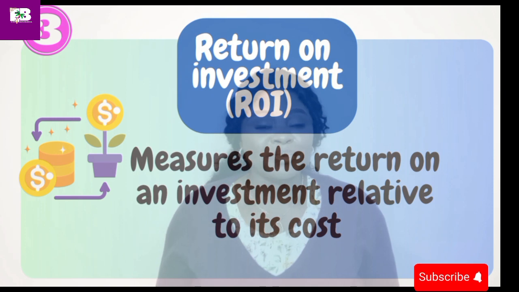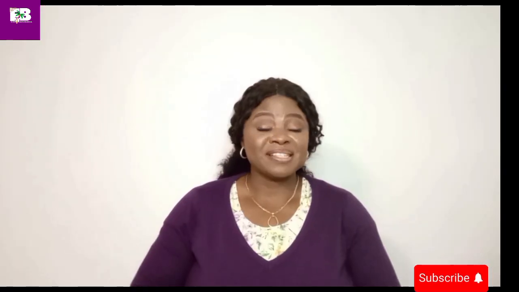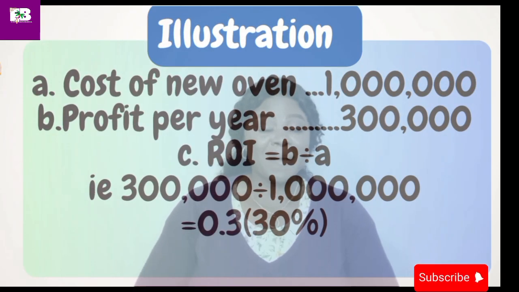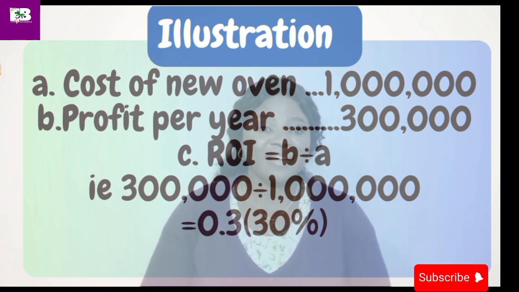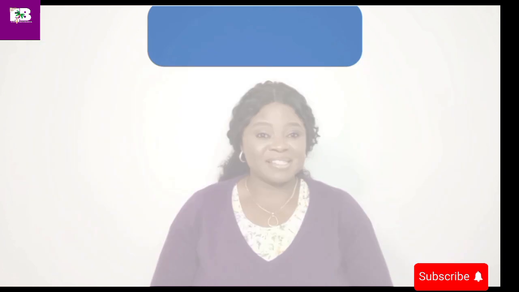Using Lara as an example again, let's assume Lara decides to invest in a bigger oven for her baking business, and this oven costs 1 million naira. And this oven has the capacity to generate a profit of 300,000 naira per year. What is Lara's return on investment?